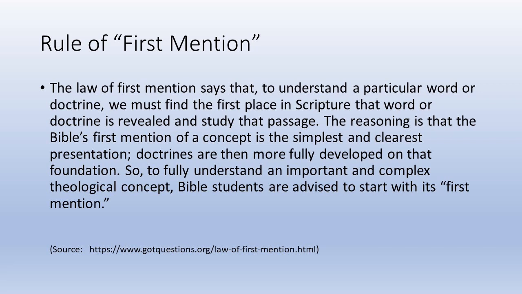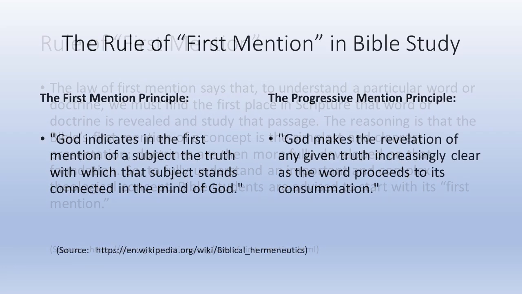The law of first mention says that to understand a particular word or doctrine, we must find the first place in Scripture that word or doctrine is revealed and study that passage. The reasoning is that the Bible's first mention of a concept is the simplest and clearest presentation. Doctrines are then more fully developed on that foundation. So to fully understand an important and complex theological concept, Bible students are advised to start with its first mention. And there's the source where we got this from. So let's look at that a little bit closer.